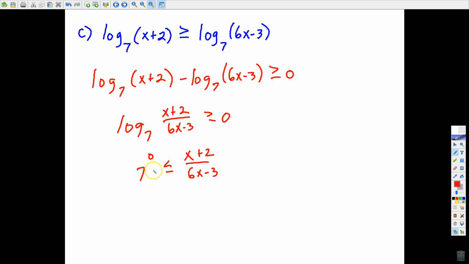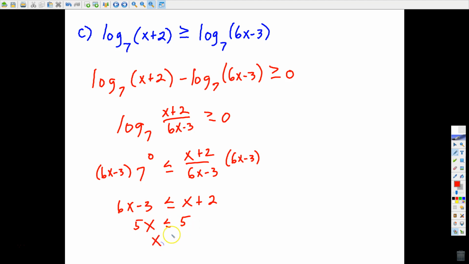And I realize that 7 to the 0 is just 1, so 6x minus 3 being multiplied on both sides. I'll show that step to clear out this denominator. Here I'm just showing multiplying by 6x minus 3 on both sides. I'm trying to put x's on the same side, so I'm going to subtract x. I'm going to add 3. And I get my solution is all the numbers less than or equal to 1.